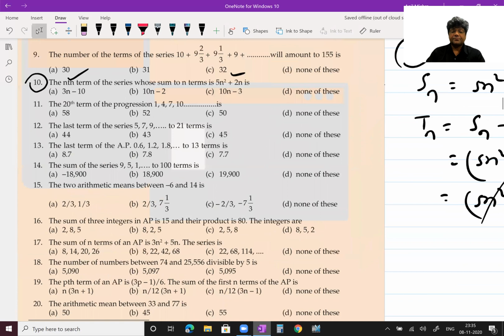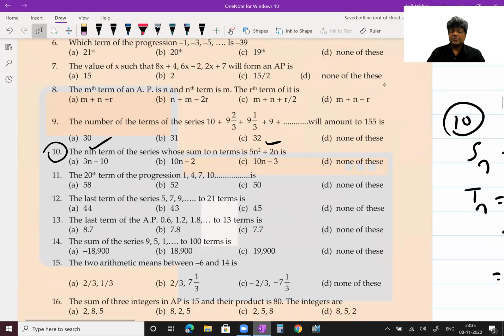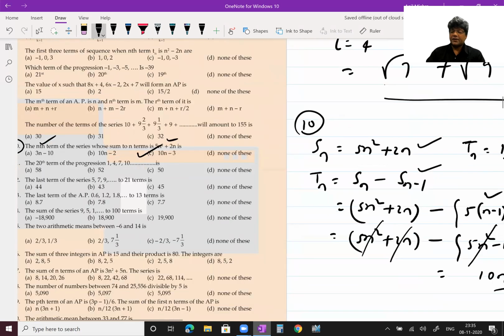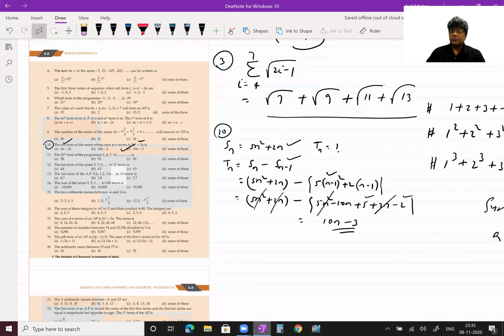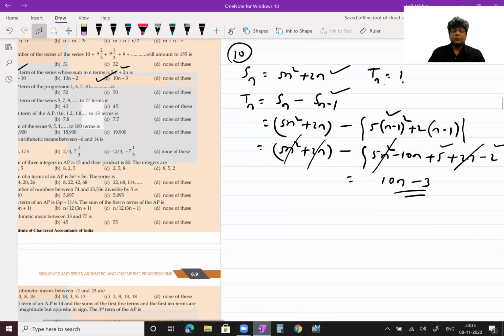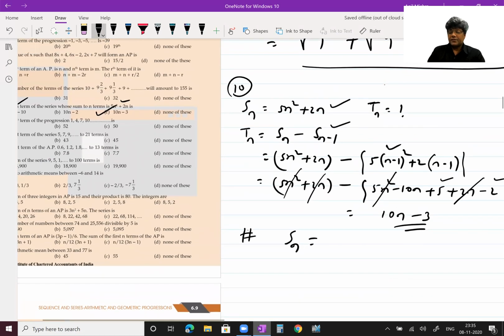Any option? Where is the option, guys? Option C. We could have done it by option hitting also, guys. See, I am showing you all the methods. You choose which one you need to do. See the alternative method. Sn is supplied: 5n square plus 2n.